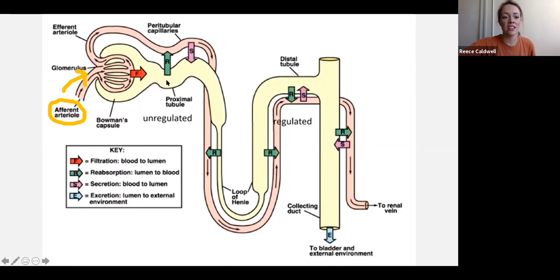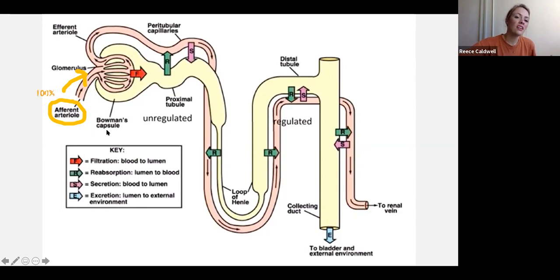So blood is carried in through the afferent arteriole into the glomerulus. You can think: afferent, arrive; efferent, exit. So afferent is bringing the blood into the glomeruli, and the efferent arteriole is carrying it away, exiting.